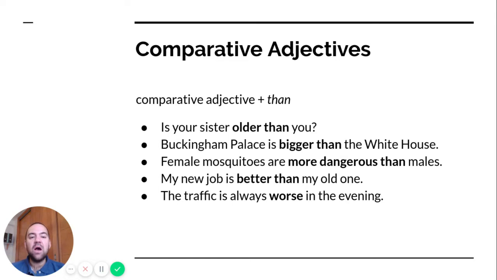Female mosquitoes are more dangerous than males. My new job is better than my old one. This one is an exception here at the end. The traffic is always worse in the evening. Okay, let's have a look how we build these. There are 5 ways of building comparative adjectives.